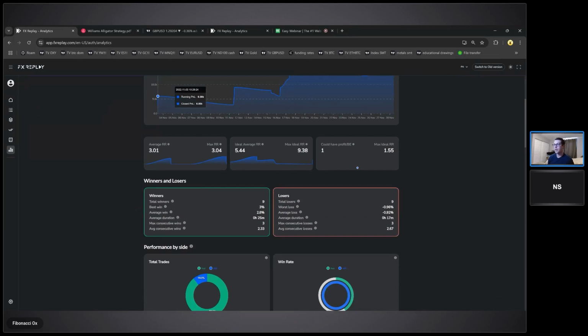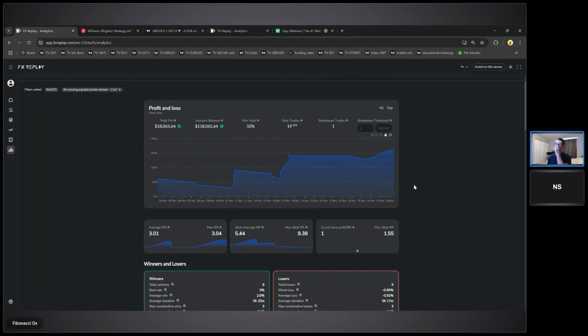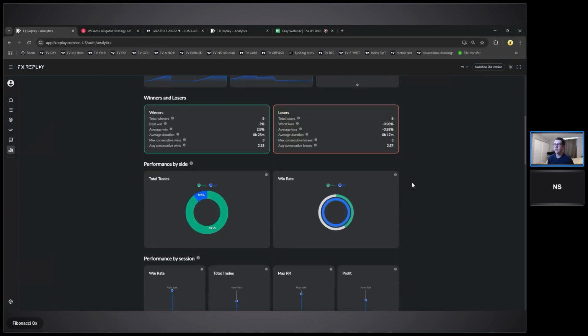It looks like 25 minutes for a win and 17 minutes for a loss. So again, if you're someone that can't sit through a trade for hours, this could be a good one because it's a lot quicker in and outs. We did have 3 losses in a row with the strategy. With a 50% win rate, you definitely are going to have some loss streaks. So you need to make sure to set your risk per trade appropriately for that.